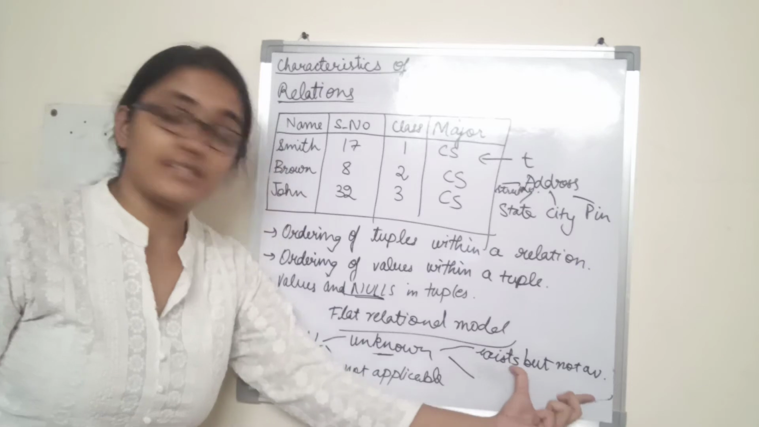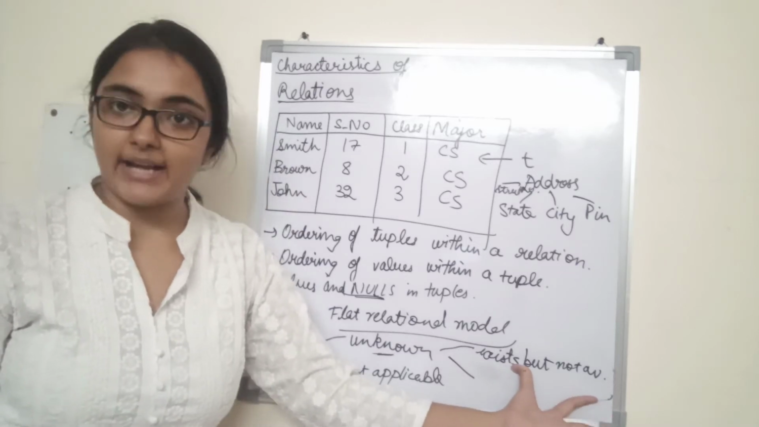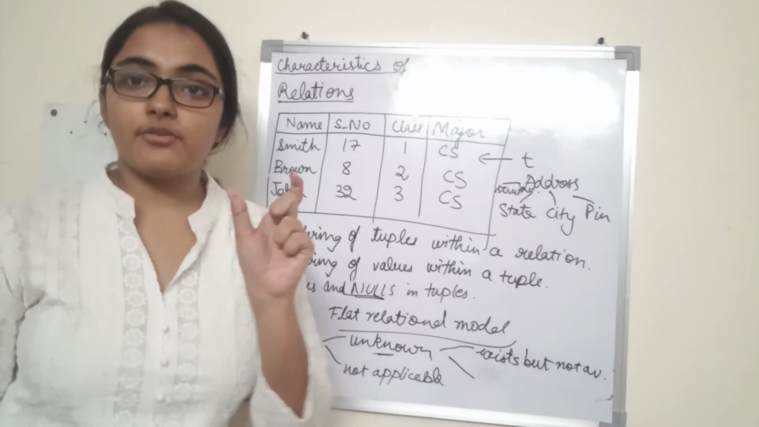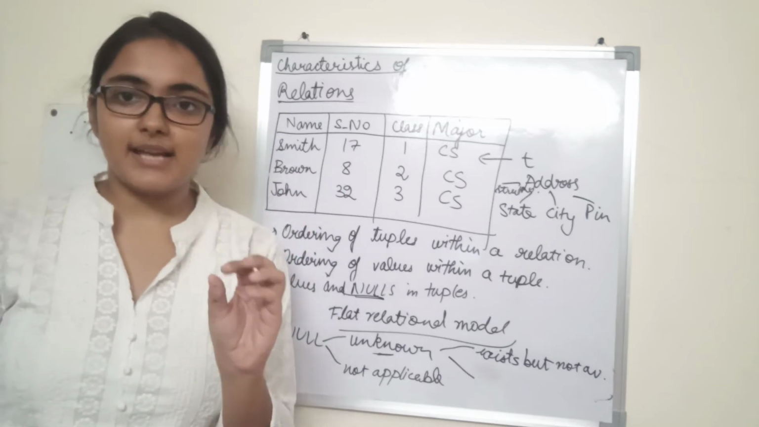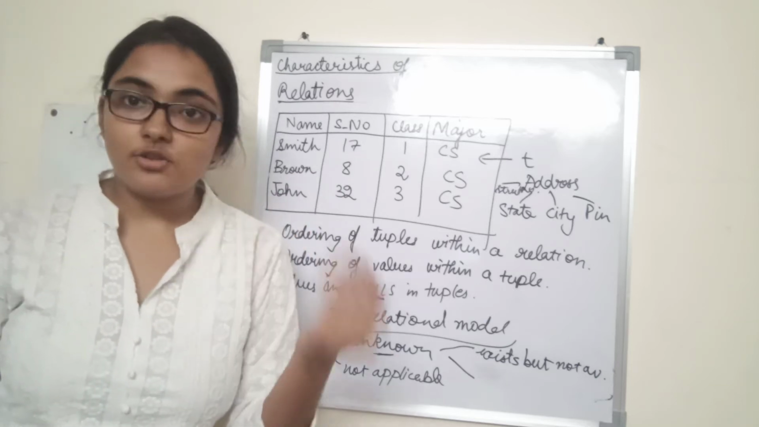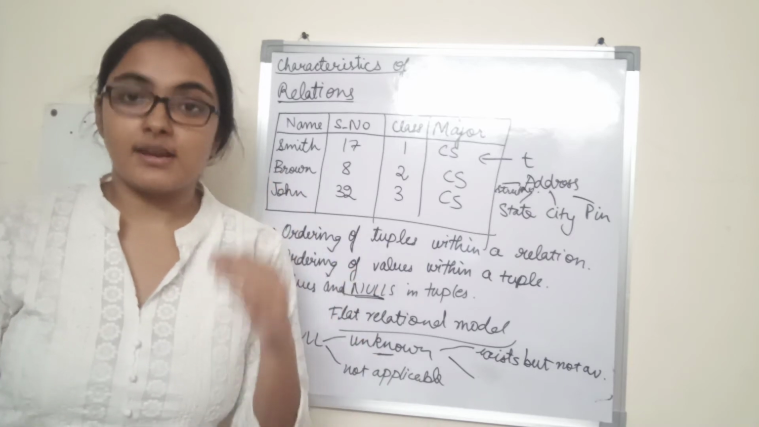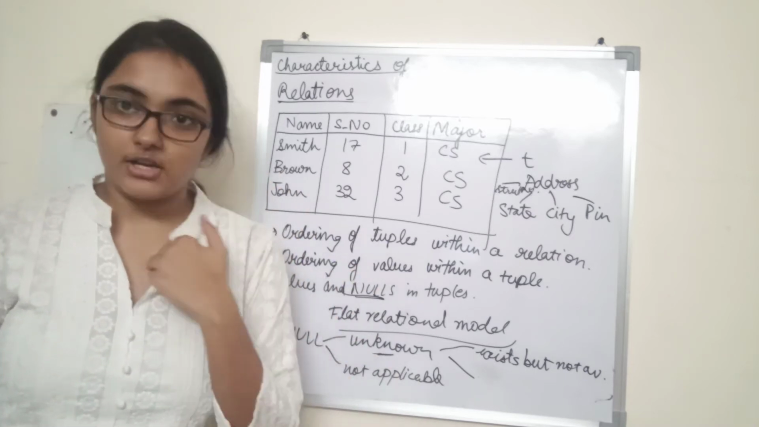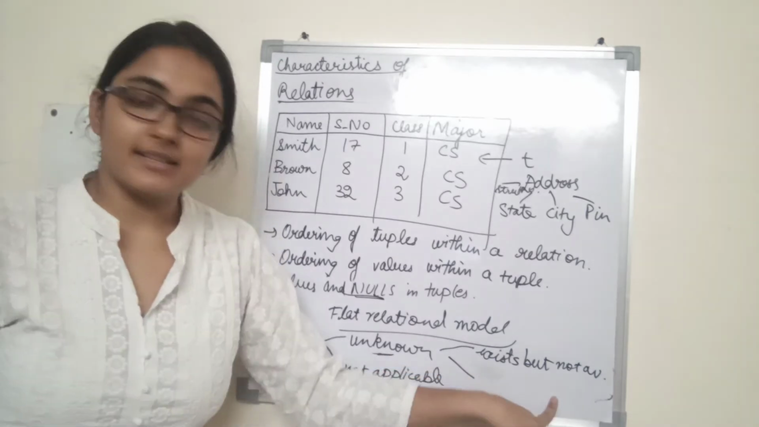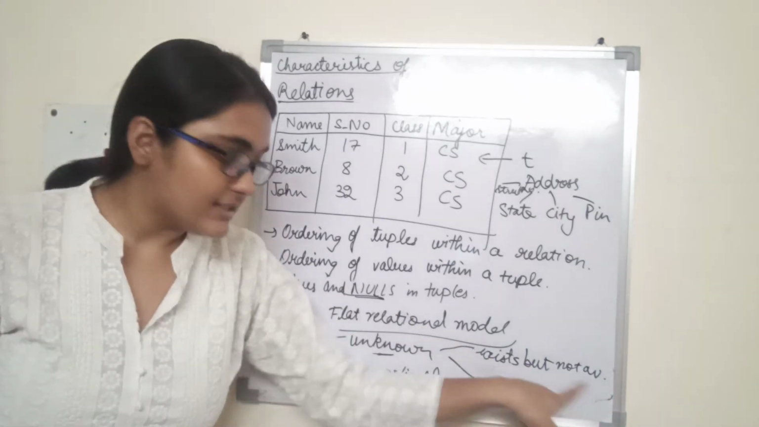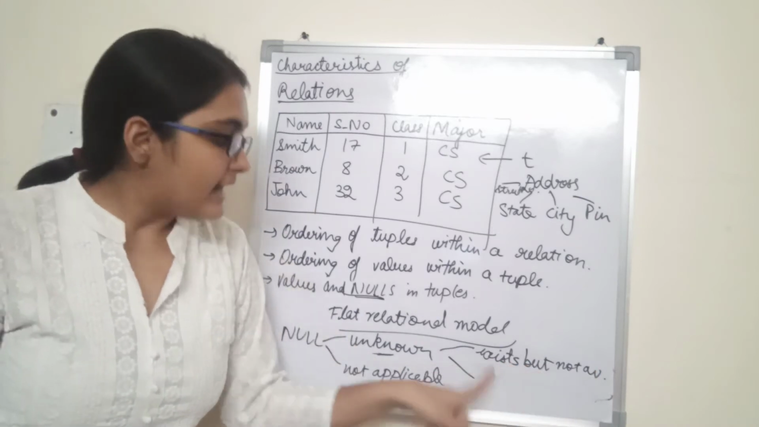An example of exists but not available is the attribute height, right? If the height of a person is given as null, what does that mean? Does it mean that height does not exist? The height of a person cannot not exist, it has to exist. It can only be the case that it is unknown to us. So it exists but is not available, so it falls under this category of null.